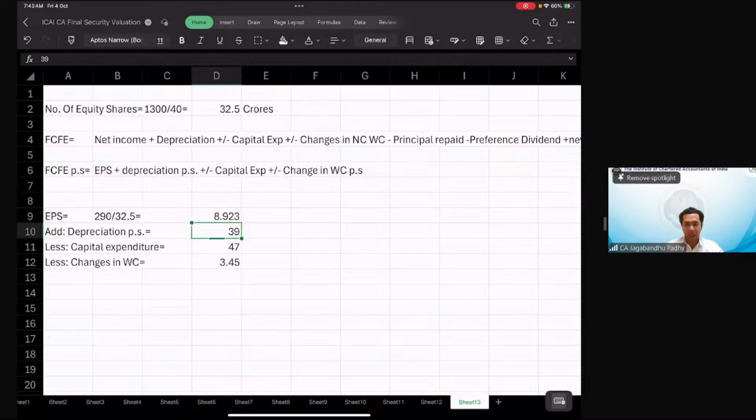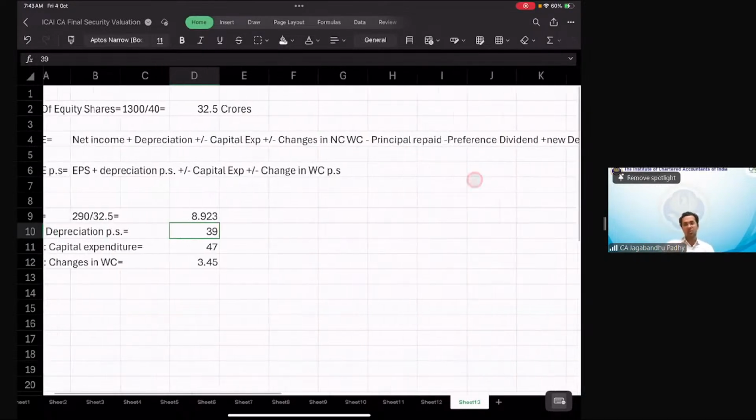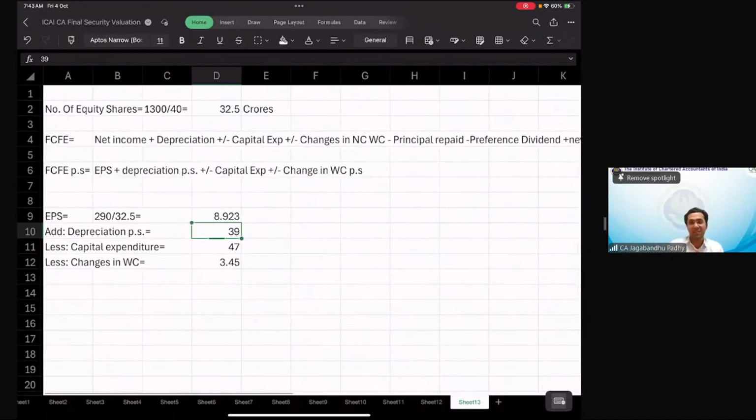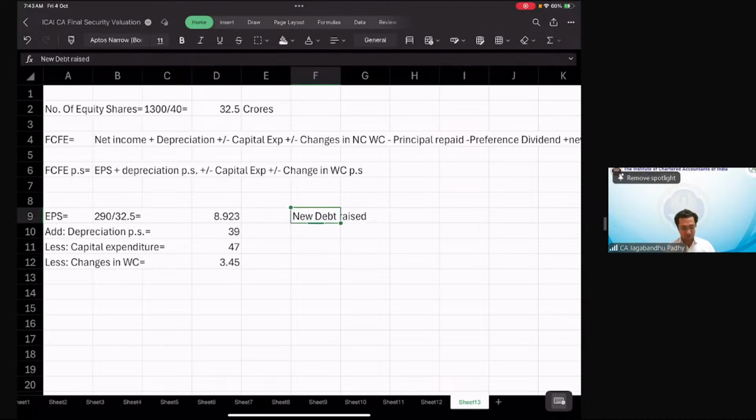So I need to add that component, which is new debt raised, because as your capital expenditure is increasing, which means your fixed asset is increasing, your working capital is increasing. So that increase is essentially funded by what? Partly by debt and partly by equity. So we want to know what is the component which is funded by debt, because that will be the new debt raised. So let me just get over here, new debt raised. Okay, so let's calculate the new debt raised.